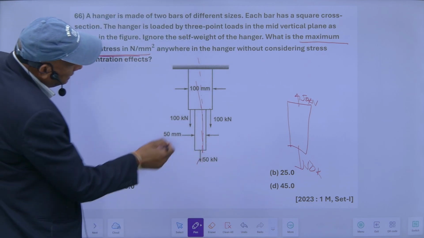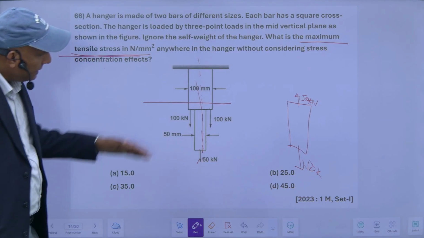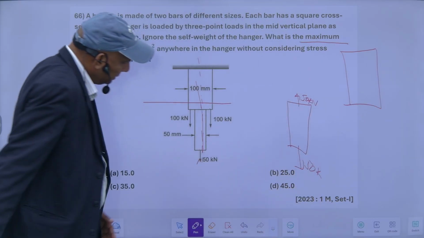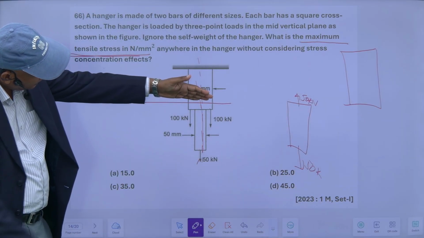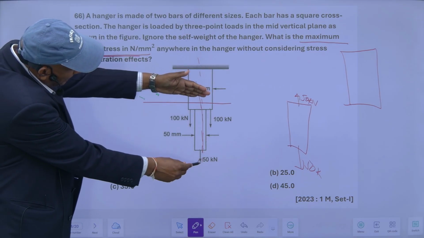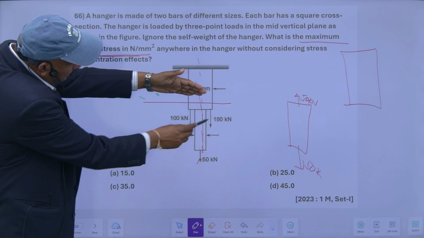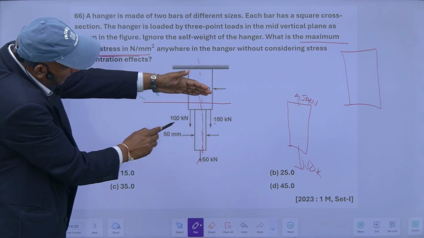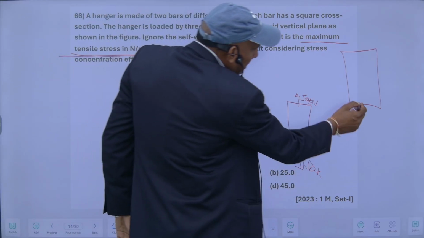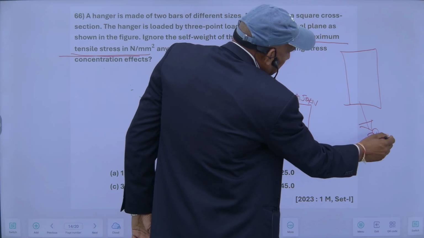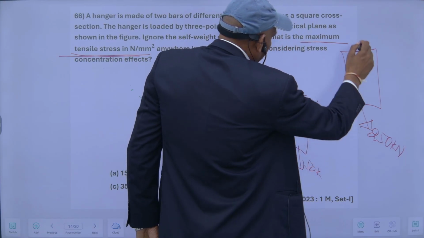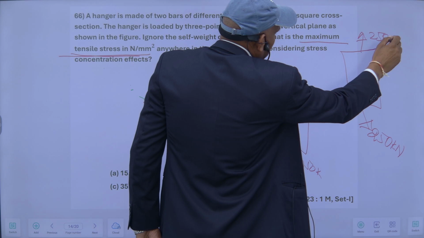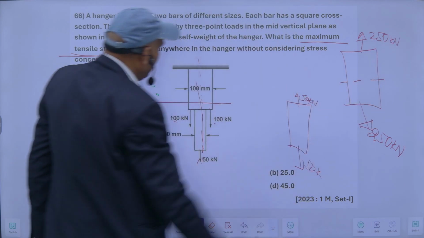Now for this portion, if I cut it in this portion, so this will be like this. If I see from here, total load acting in this direction is equal to 50 plus 100 plus 100. All three have the same directions. This will be 100, 100 and 50, so it will be 250. This is the principle of superposition. So this is 250 kilonewton.